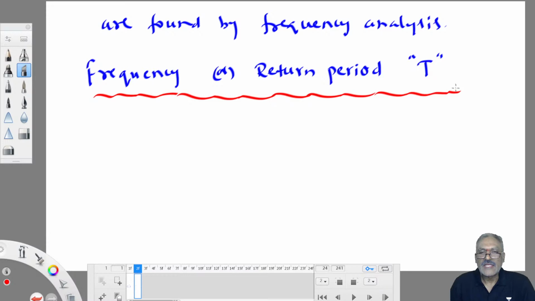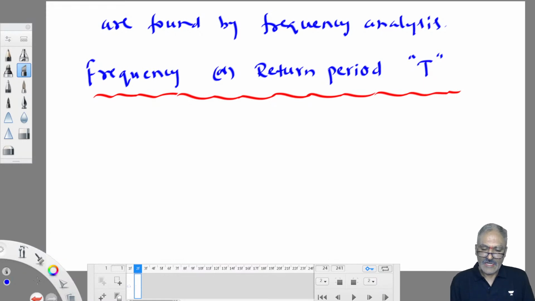Suppose, for example, a student writing an exam. In every exam he writes, he will not stand number one in the class. A student may stand number one in the class once in every 10 exams he writes. Some other student stands number one once in every 100 exams he takes. So that is his frequency. Frequency varies from person to person. Exactly, here also for floods and rainfall, every rainfall having a certain magnitude has a certain frequency. Similarly, every flood having some magnitude has a frequency. So that is what we need to work out.